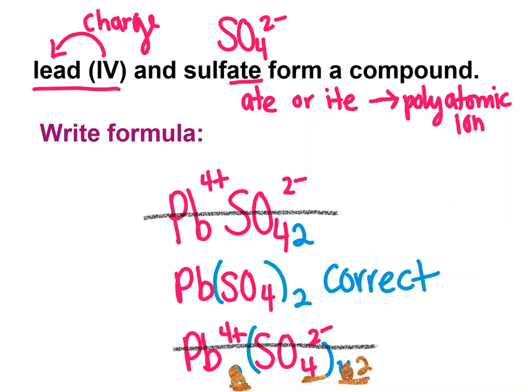Never reduce the polyatomic ion. Don't change its number. That's part of its identity.